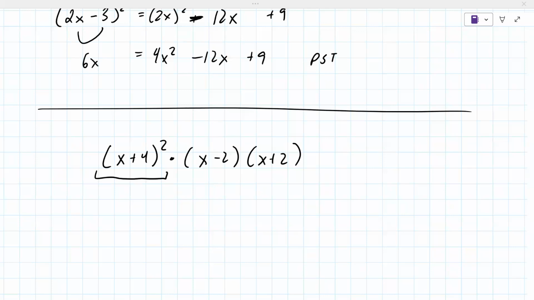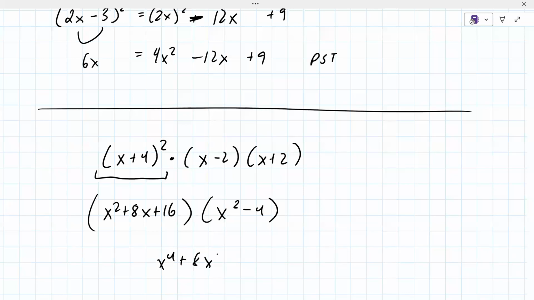All right, how are you doing on this one? I'm done with simplifying down. So I got x to the fourth plus 8x cubed plus 12x squared minus 32x minus 64. Really, really good.